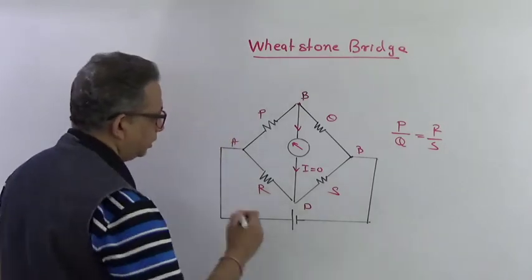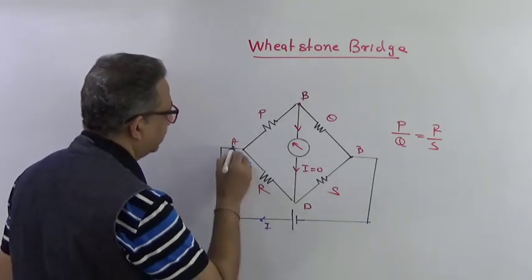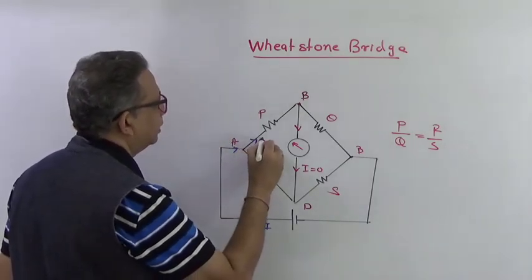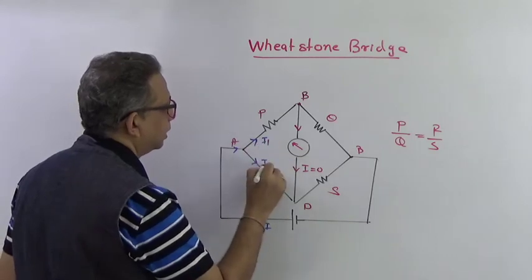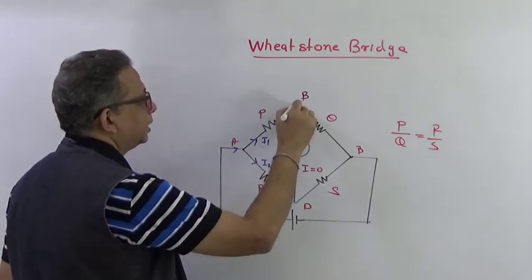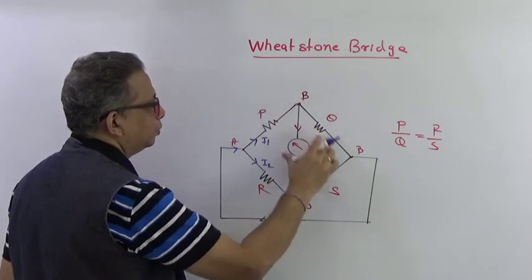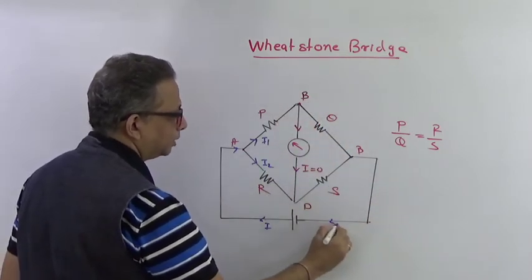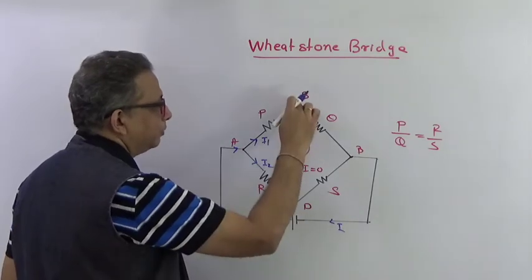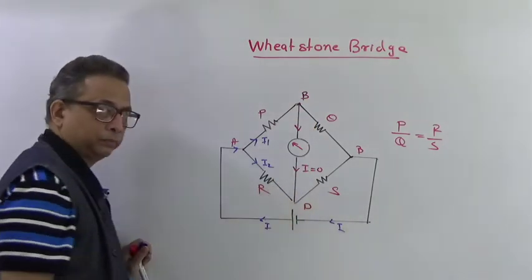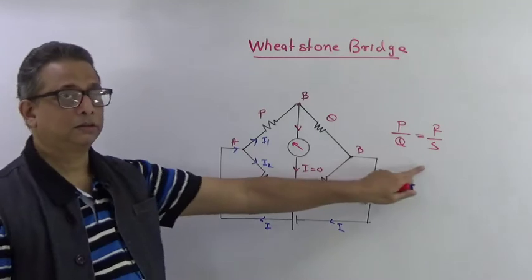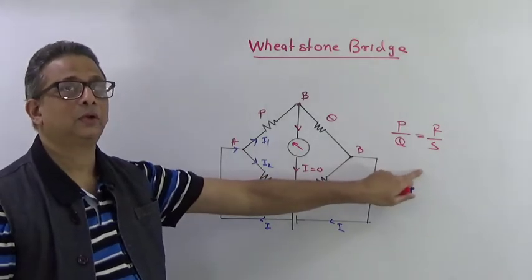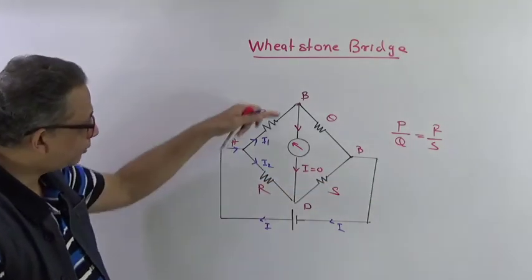A current I will start from here, then it will get divided into say I1 and I2. At this point again it will get divided into 2 branches, and they will join together again to form back the current I. But there will be some flow of current between B to D. In the unbalanced condition, when this condition is not met, in that case there will be a flow of current.